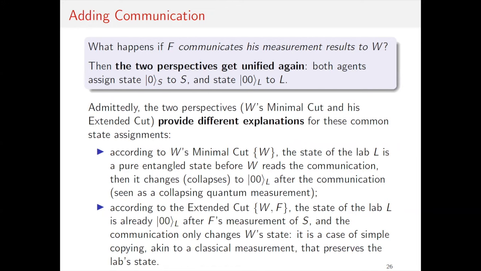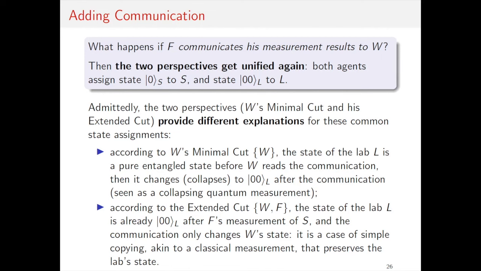According to the minimal cut, the state of the lab was a pure entangled state, fair, until Wigner gets the communicated results, right? So the lab is like that. If you like, you can even imagine the signal coming to Wigner, and there is a big entanglement between the lab and the signal, because you don't know what's there. And only when the signal comes to Wigner and Wigner reads it, that's when the collapse happens. So then, essentially, the other part disappears and you get to 0, 0. Right? So that's how we get there. At the intermediary step, after the measurement was done by the friend and before the signal was read by Wigner, the state is still that.